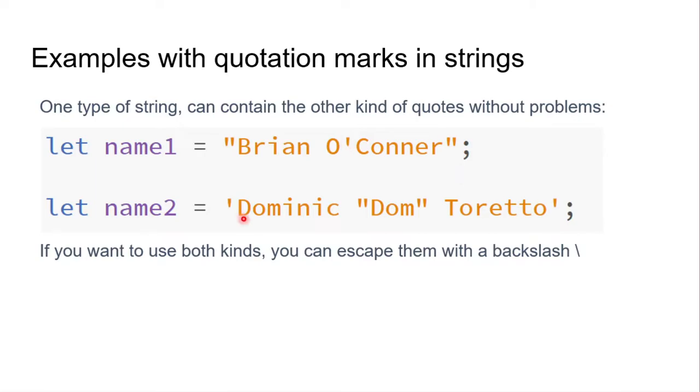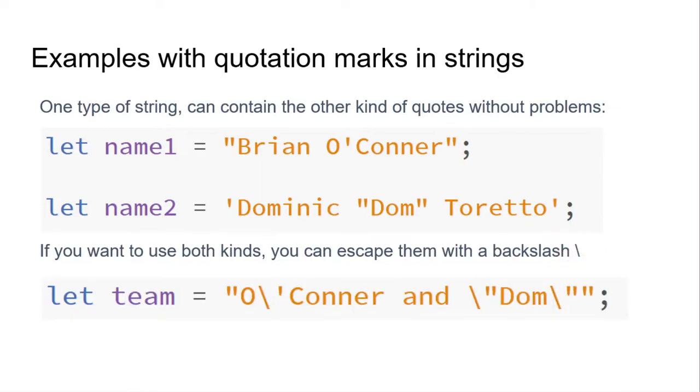We could also have Dominic Dom Toretto, where we start with a single quote and end with a single quote, and anything inside it are just symbols. Here we have a double quote, it's not the end or the beginning of a string, it's just the symbol for a quote. This is nice, but of course if we want to use both kinds, then we have to escape them and use a backslash.